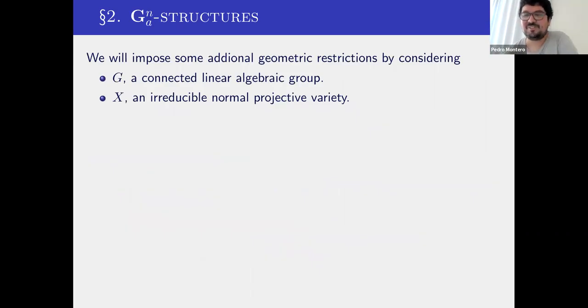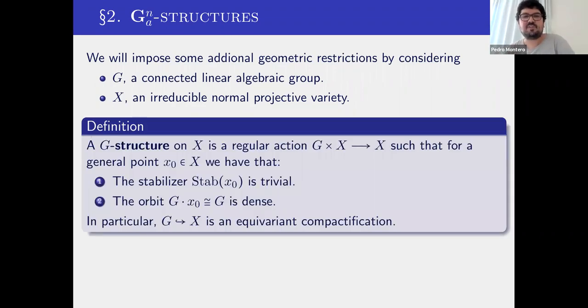So let me go to transformation groups. We will impose some conditions. In what follows, we will consider G a connected linear algebraic group, and X an irreducible normal, but not necessarily smooth, projective variety. And we will consider G-structures. It's a nice regular action on your variety, in such a way that the general point has trivial stabilizer, and the orbit of this point is dense. Since the stabilizer is trivial, the orbit is actually isomorphic to the group itself, right? By group theory. And therefore, you can think of this nice action, this structure, as an equivariant compactification of your group. So there is an open subset, the orbit, which is isomorphic to the group inside your variety.